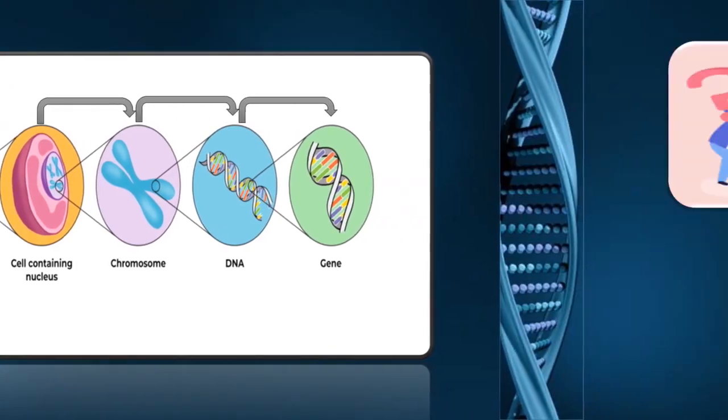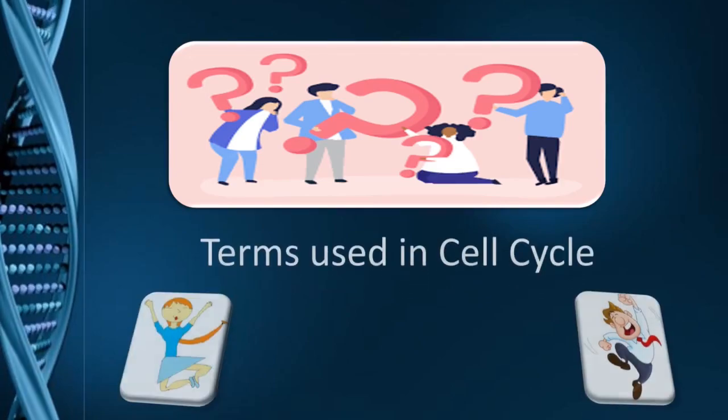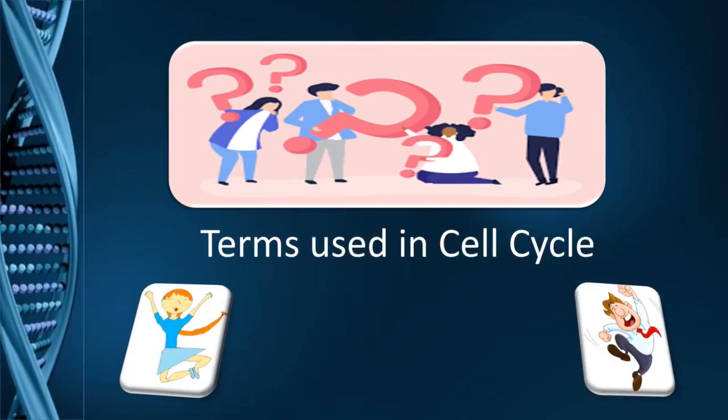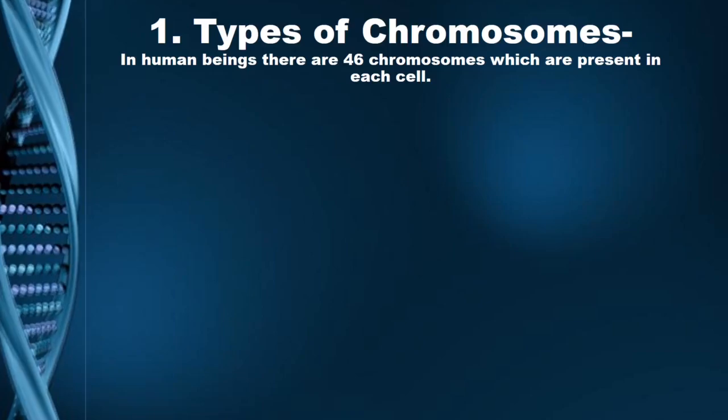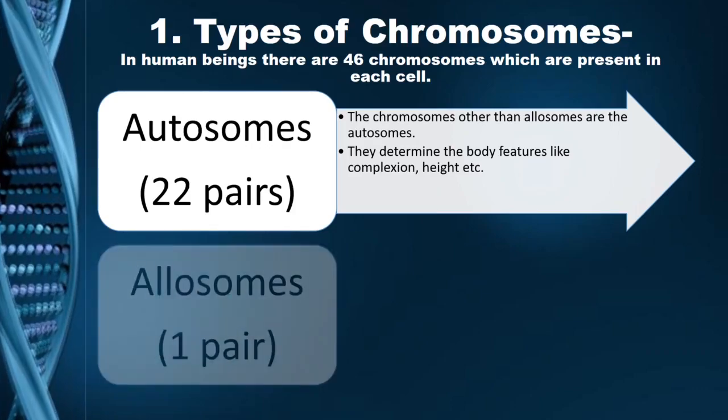Do you know what autosomes are? No? Don't worry, let's learn about them now. In human beings, there are 46 chromosomes present in each cell. Autosomes are the chromosomes other than allosomes. They determine body features like complexion, height, etc. They are present in 22 pairs in each cell of our body.